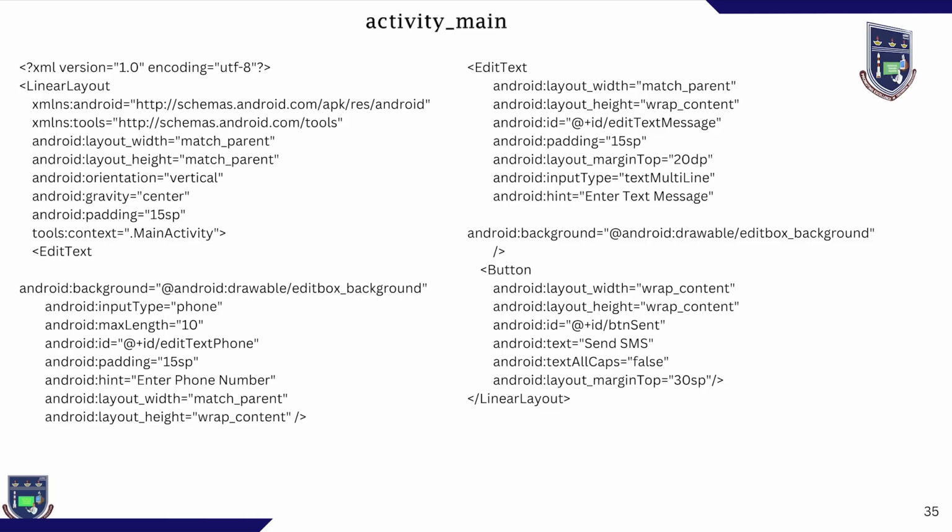Once the user clicks this particular button, the application logic written in the main activity file will pick the entered phone number and the message and trigger the SMS sending functionality. And the important detail here is the attribute textAllCaps equal to false. By default, the button text in Android appears in uppercase, so this attribute ensures that the label is displayed exactly as we have written it, Send SMS, with the proper capitalization.